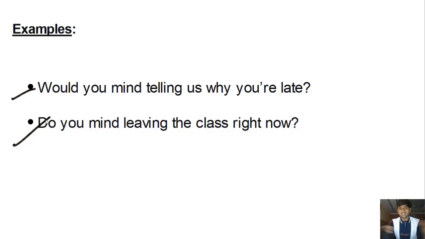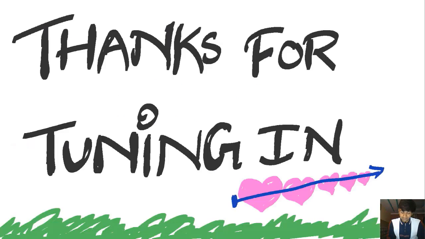All right. So this is how we use the expressions would you mind and do you mind. Would you mind is more formal, more polite, and do you mind is less formal, less polite. But you can use either one. That is not a problem. Now you know the technicalities, the situations where to use them, the structures, the context. You know everything. And I'm sure you'll be able to use these expressions going forward.